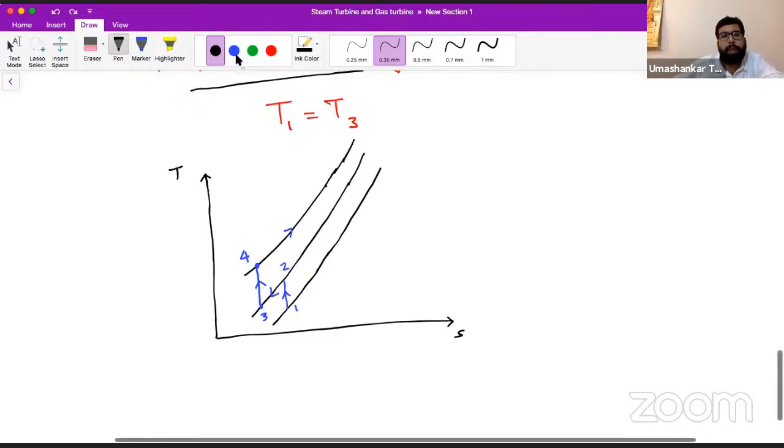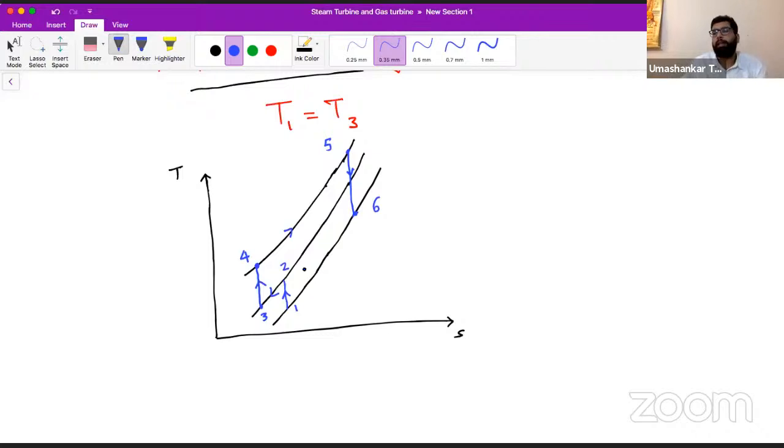So this is our point 5. Our 6, we must place like this, above the 4. This is above the point number 4. Okay. So again, 5 to 6, what is happening? Isentropic expansion is happening.